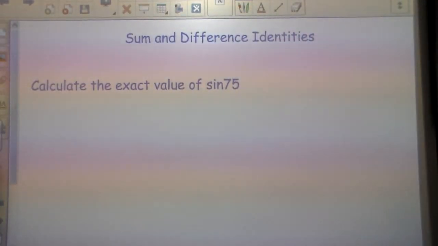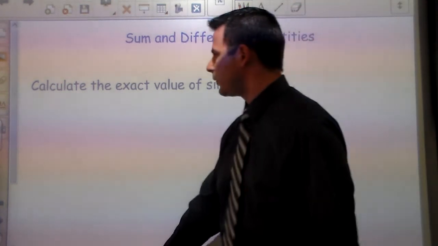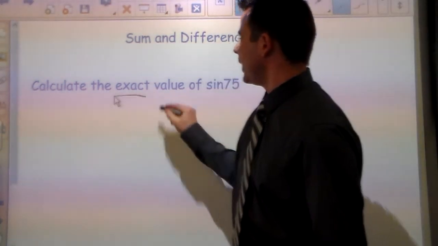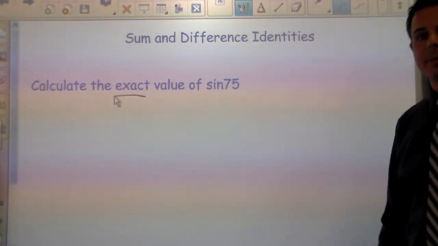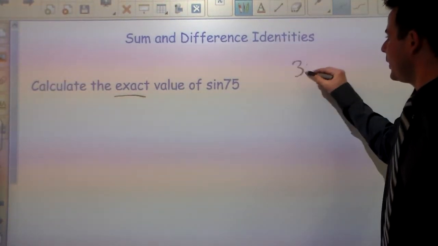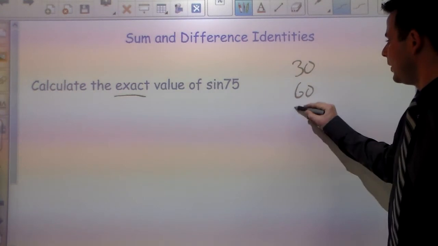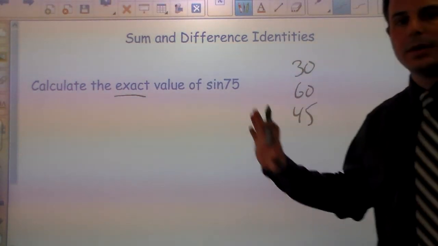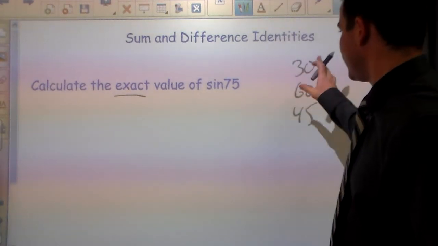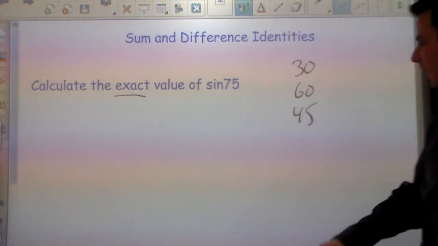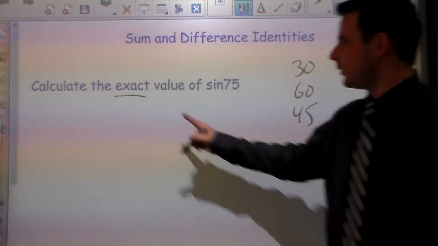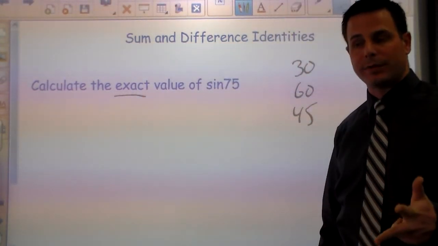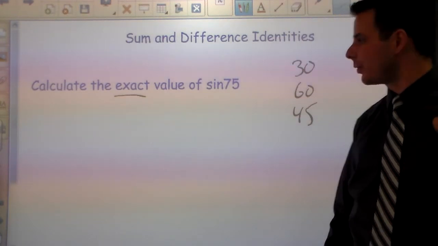Let's find the exact value of the sine of 75. A couple of things to consider. We see the word exact. Now what that's telling me is that I'm working with 30, 60, or 45. Those are the only values that I know. The special right triangle values 30, 60, 90, 45, 45, 90, and exact means we're working with either 1/2, radical 3 over 2, radical 2 over 2, any combinations of those three fractions.